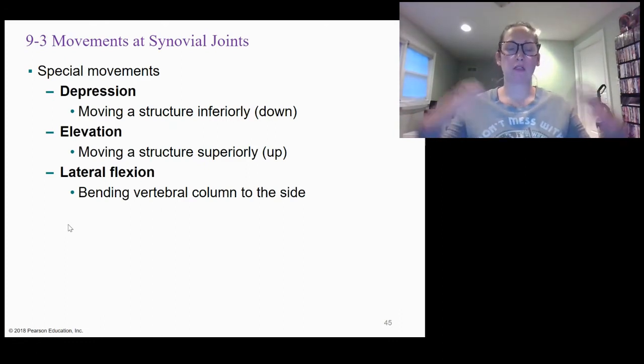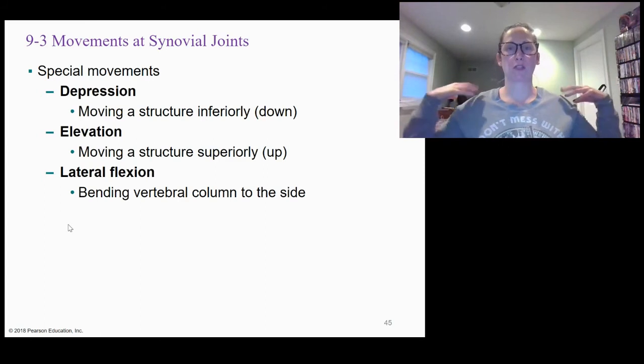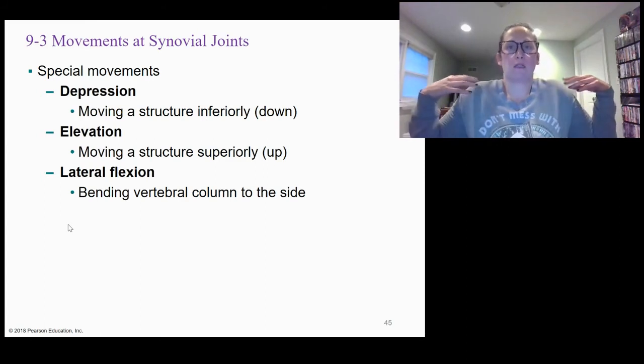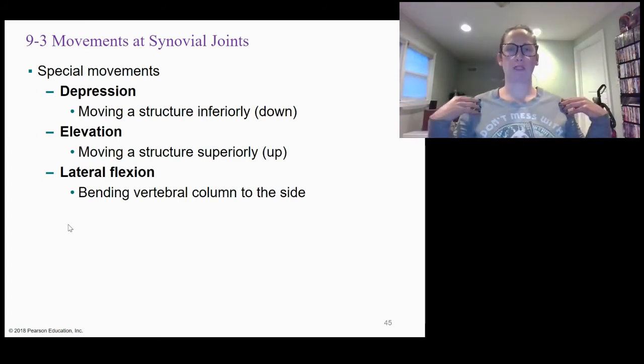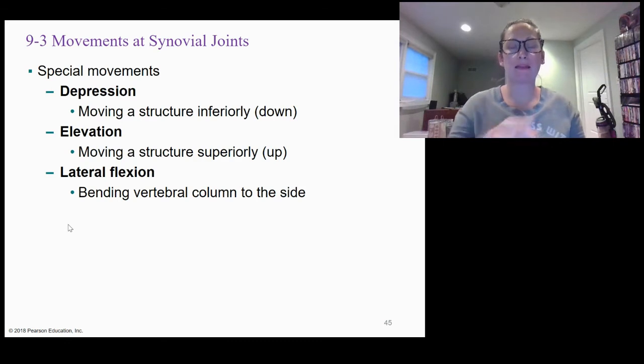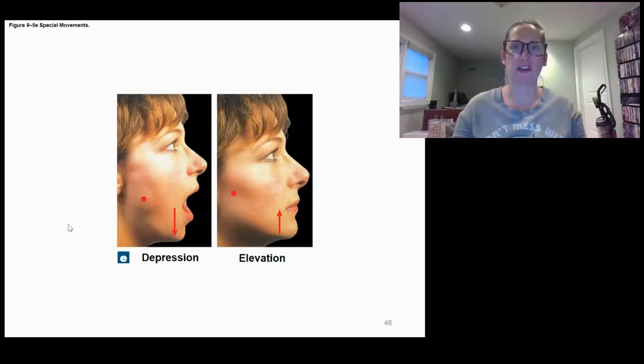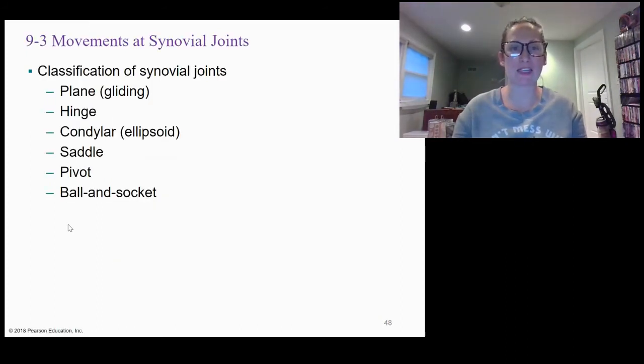Depression and elevation. Usually we talk about it with our shoulders and our scapula, right? I can elevate my shoulders and I can depress them. I can also do that with my jaw. I can depress it and I can elevate it by bringing it up. And then that lateral flexion of the vertebral column. We can also do that as well, a little jazzercise if we wanted to. So you'll be doing that in your activity.